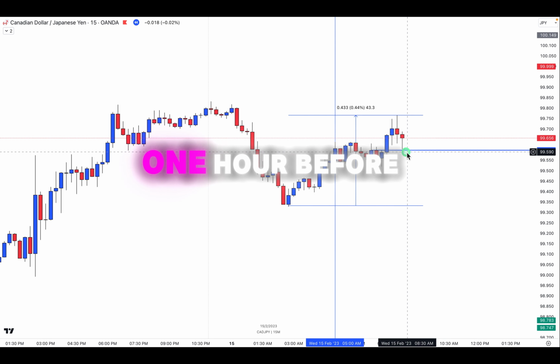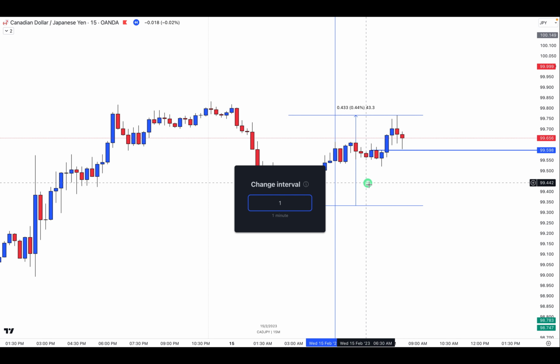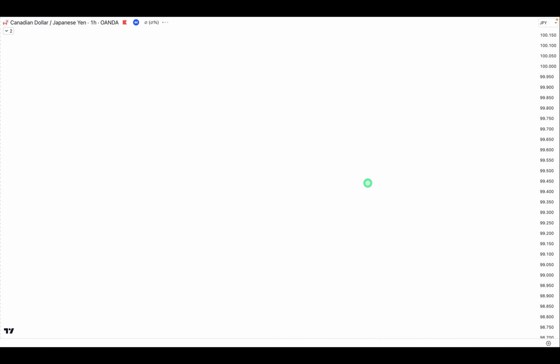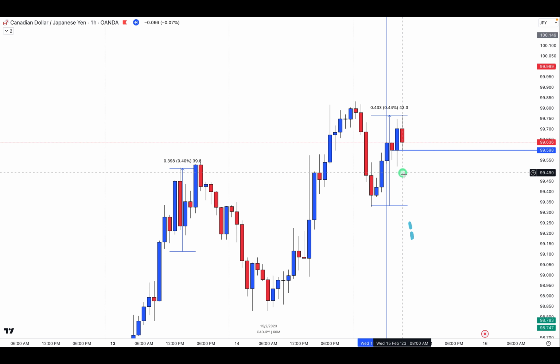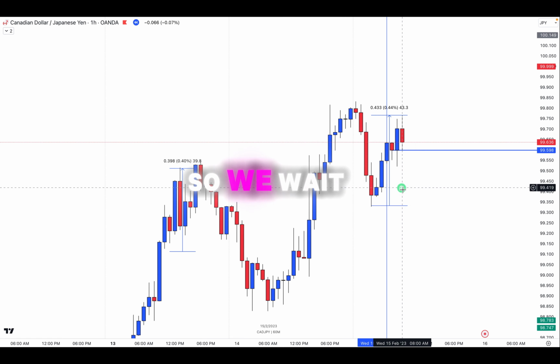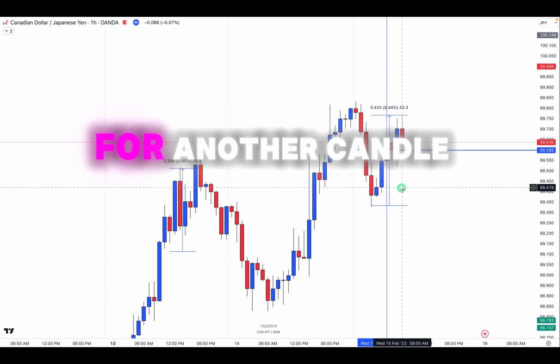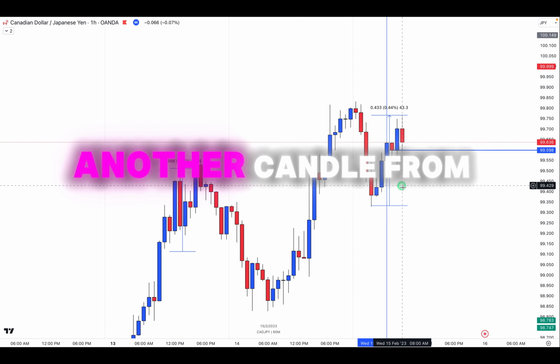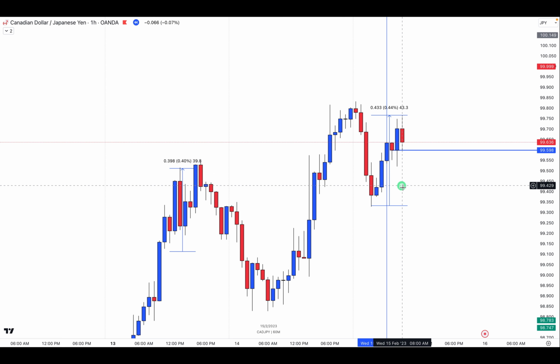Yeah, let's check the 1 hour before here. So you can see this is very bullish, I mean bearish. So we won't be involving ourselves in any trades since this still looks very, very bearish. So we wait for another candle because this candle will close at 9. So we wait for another candle from 9 to 10 to close. The trades that will be available will only be after a candle has printed bullish so that you can actually be in any trade.